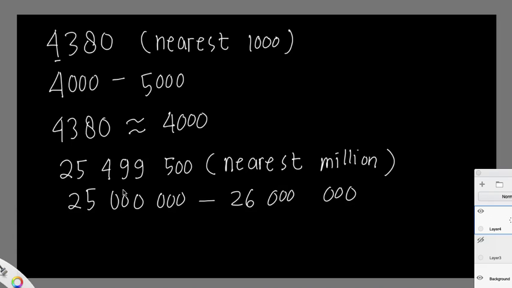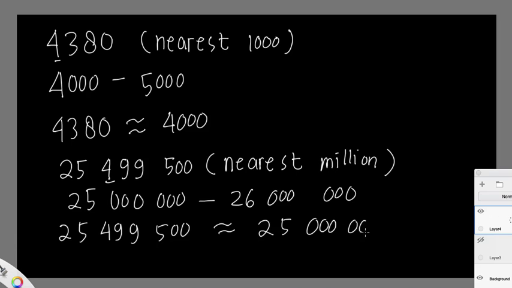Right, we know that the number after the million is 4. We know that 4 is smaller than 5. So the rounding of 25 million 499,500 equals 25 million.